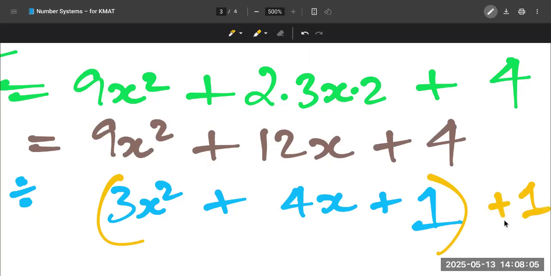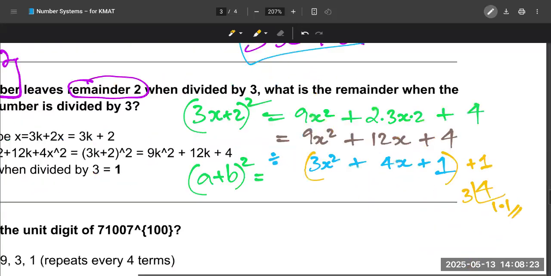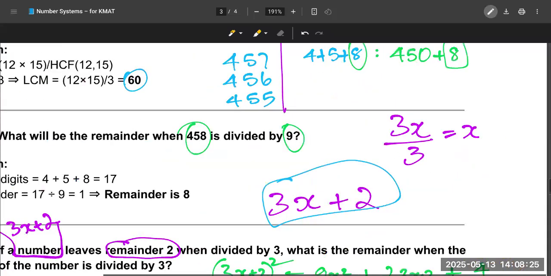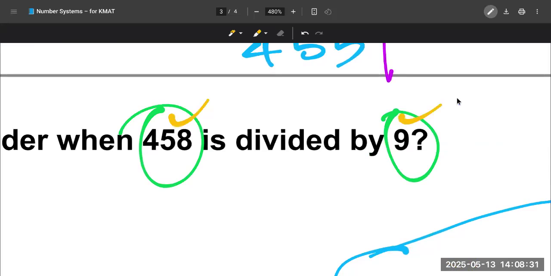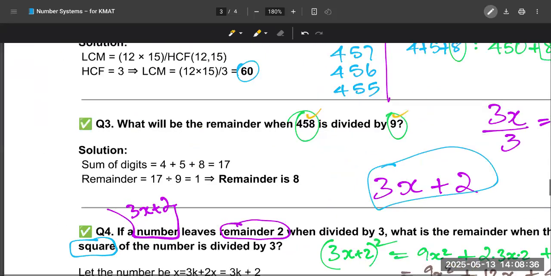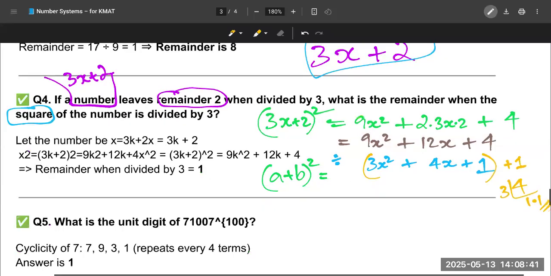1 would be the remainder. Did you understand? No, because 4 divided by 3 is 1 point something. Here, we are not taking decimals into consideration. If you were considering decimals, then 458 is also divisible by 9. Any number is divisible by any number, right? But here we are not taking decimals into consideration.